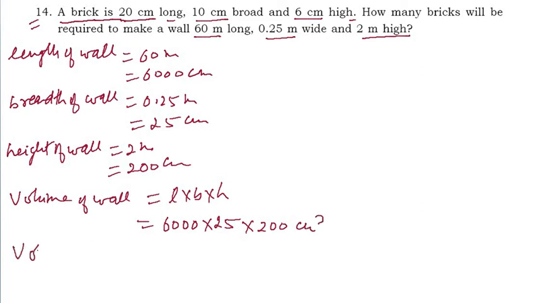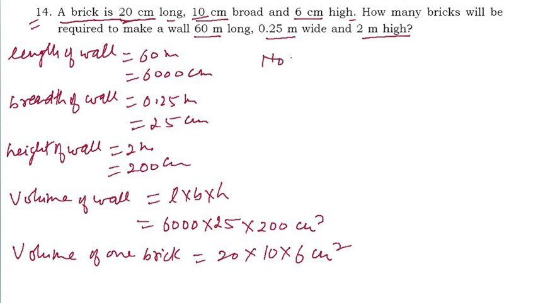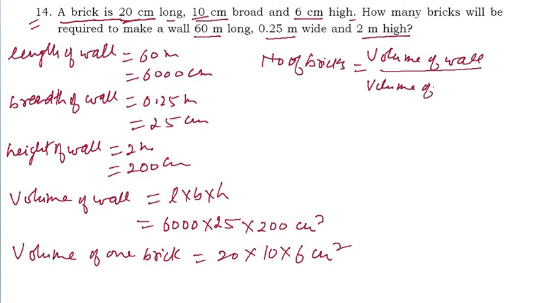Now volume of one brick, that is length into breadth into height. So length is 20, this is given as 20 here, and breadth is 10 centimeters, so it is 10, and height is the 6 centimeters. So you can write 6 centimeter cube. So number of bricks, you can write here number of bricks. That is the volume of wall upon volume of one brick.